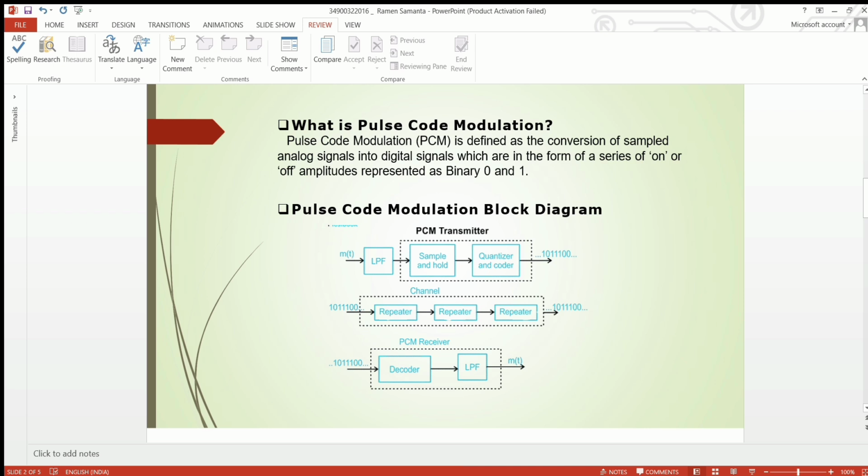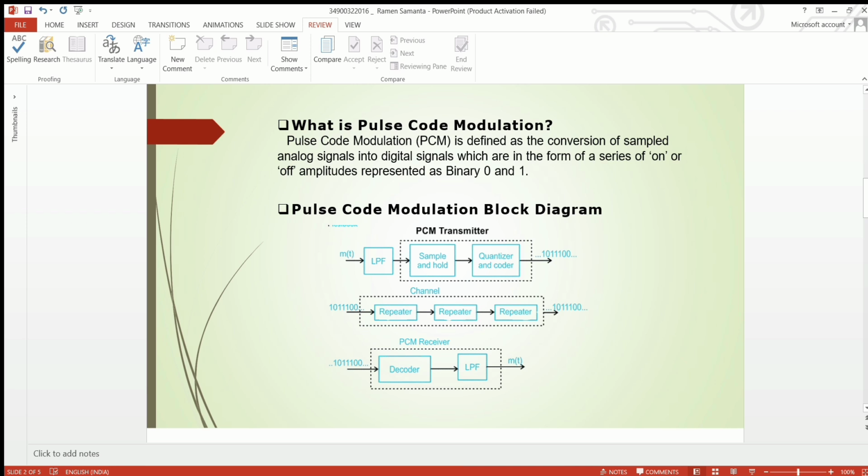Here's the pulse code modulation block diagram. At first, the modulating signal m(t), then the PCM (pulse code modulation) transmitter, then the channel, then the pulse code modulation receiver, then the modulated signal.